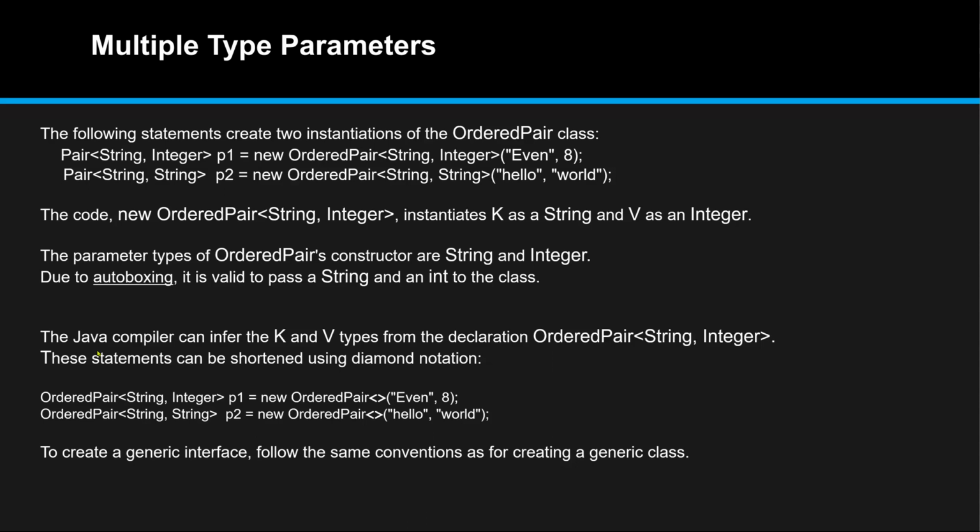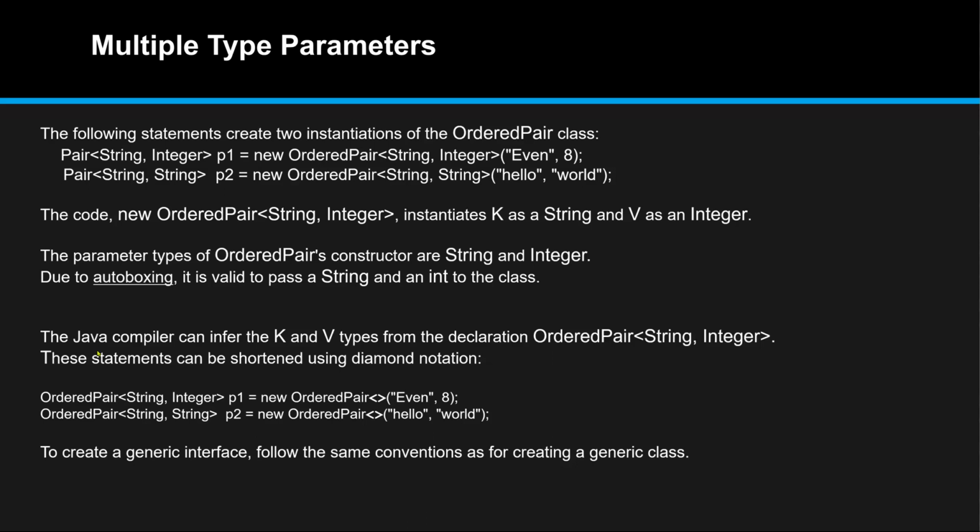It takes a string in the first position and an integer in the other. Similarly, we have two strings, a string in the first and a string in the second. This instantiates K as a string and V as an integer in this case. When we instantiate it, the constructor will have string and integer as values. Because of automatic boxing, it's valid to pass a primitive into an Integer class. Since it can determine K and V from the declaration, we can use boxing here again.